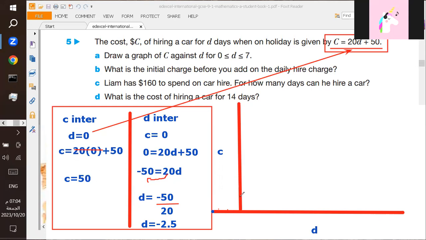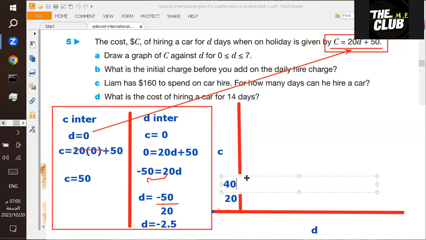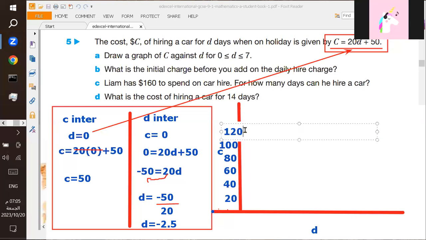For the C, we can go by 10s or by 50s or by 30s or by 20s, depending on the number you need. Let's say we're going to use every 20. مثلا 20, and then 40, and then 60, then 80, 100, 120, like this.